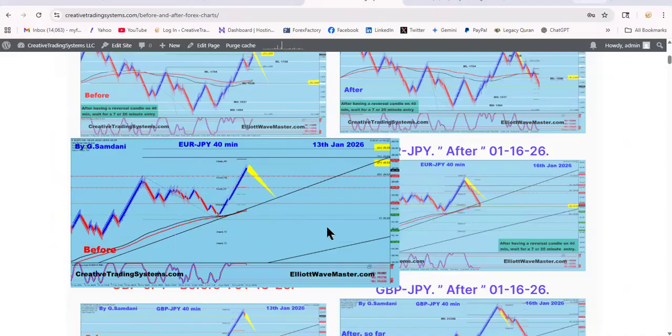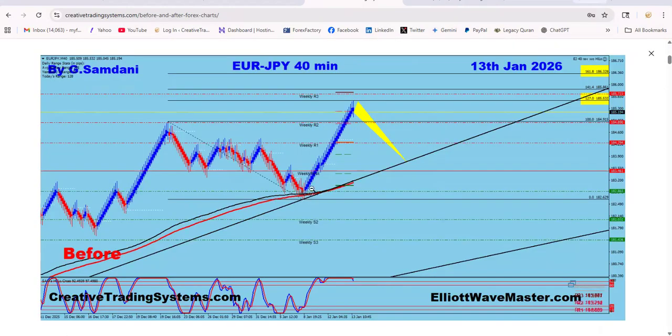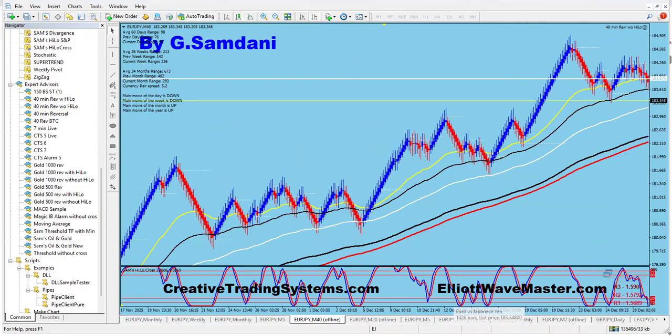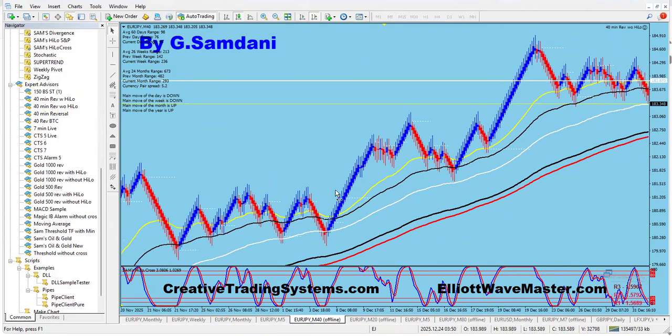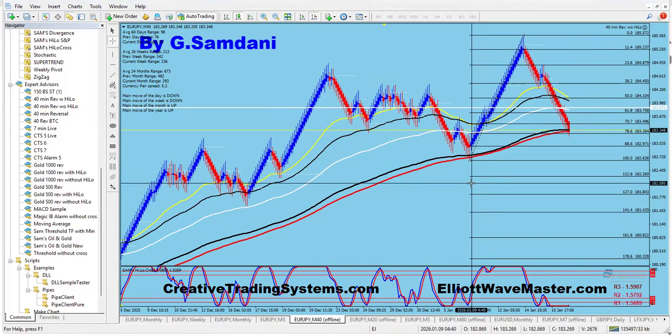And then it started to come. Let me see. Before, let's take a look at this one, right? So it started to go up. Let's see how much that is. 40-minute chart, euro yen, right? Euro yen 40-minute chart. And what was that? Right there. Okay. Now the time was January 9, 440.